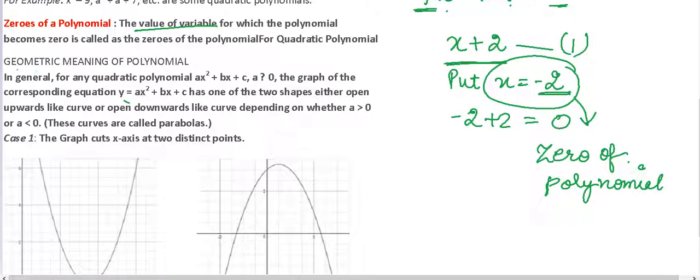So this is my zero of the polynomial. Similarly, we have the geometric meaning of the zeros of a polynomial, right? What do these zeros mean? See, this is your quadratic polynomial, right? The number of zeros for a quadratic polynomial is always 2. Why is it 2? Because the number of zeros depends on the degree. If the degree is 2, then there will be 2 zeros.